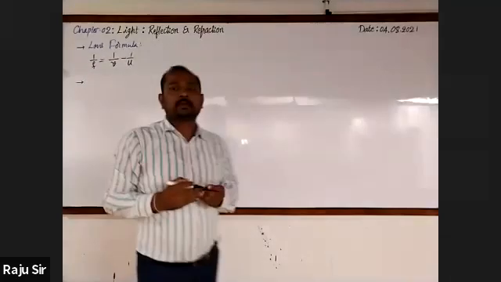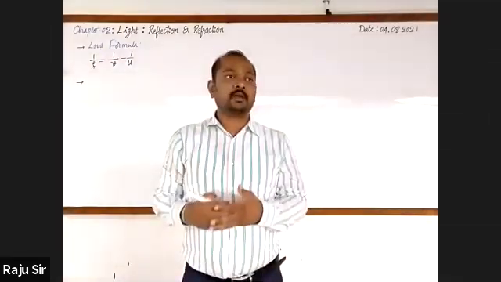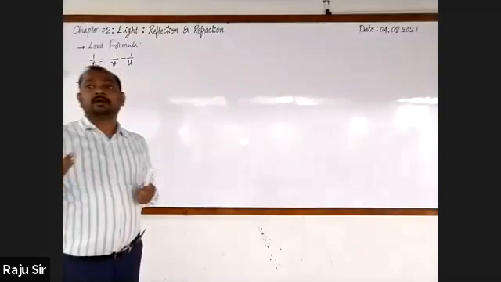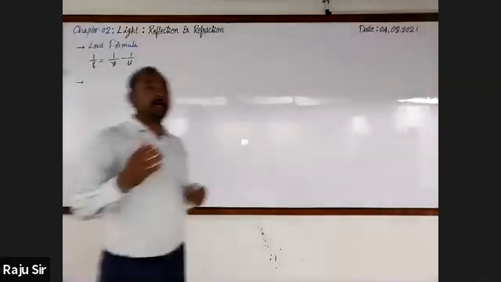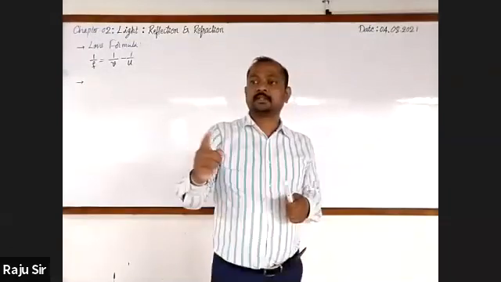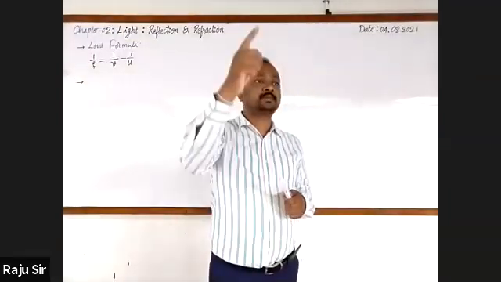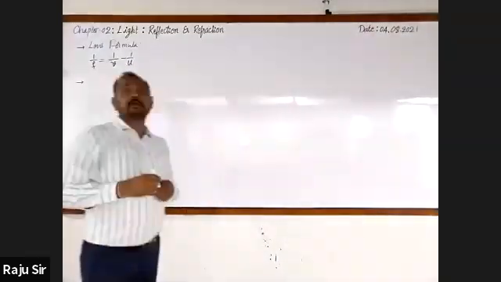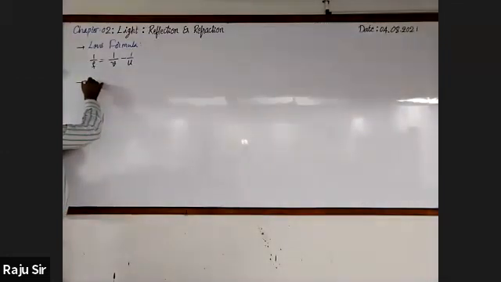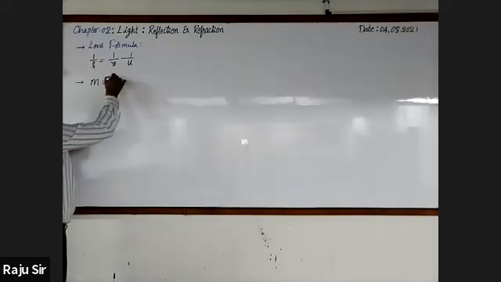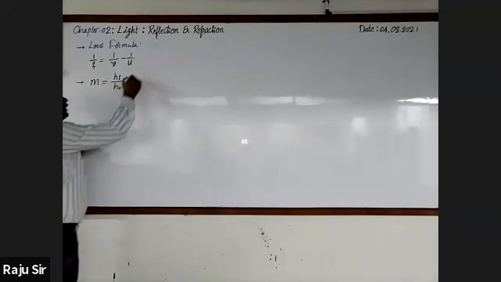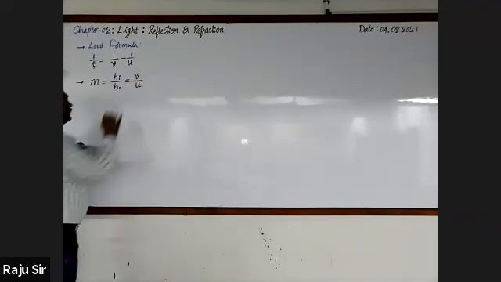And to know how big or how small the image is with respect to the object, we use a scientific concept called magnification. It is the ratio of the height of the image to the height of the object. This magnification is found by using the formula m is equal to hi by h naught. This is also equal to v by u.